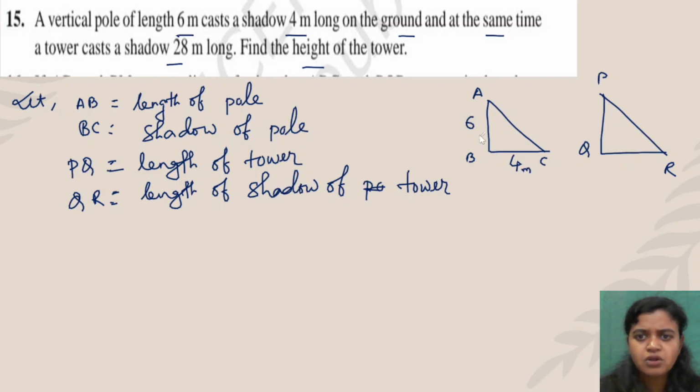This is 4 meter long and 6 meter. And at the same time a tower casts a 28 meter shadow, and we have to find out PQ. What is PQ? So first we have to prove that triangle ABC is similar to triangle PQR.